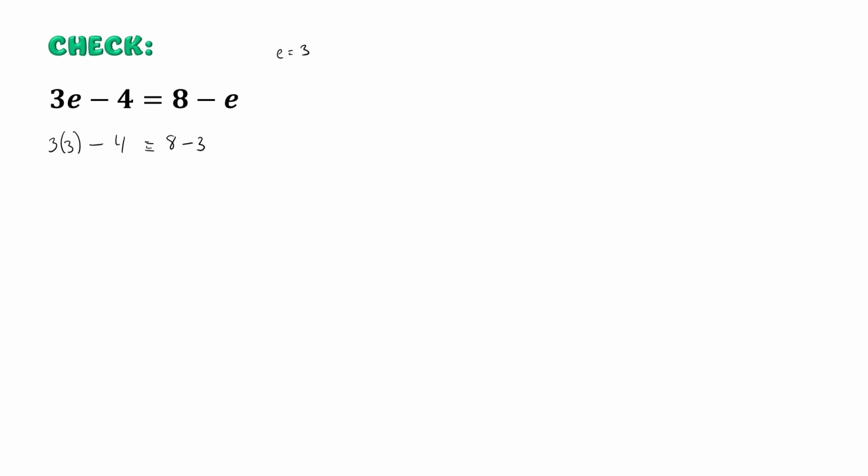So we have 3 times 3, which is equal to 9, and 9 minus 4, which will equal 5. And we also have 8 minus 3, which is equal to 5. So we can see that for this equation, e equals 3 does justify or satisfy our equation. So that means that this answer is correct.